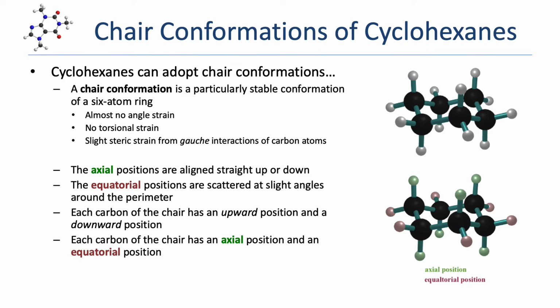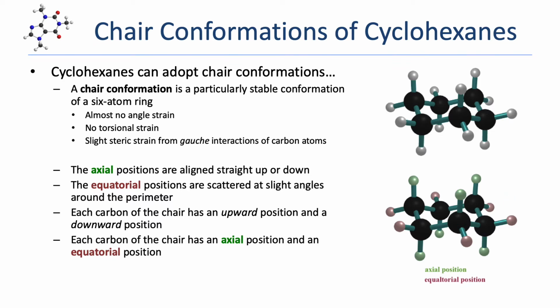The groups pointing straight up and down, we refer to those as axial positions. Here I have them in green. The ones sticking out of the ring at slight angles are referred to as equatorial groups or equatorial positions. Here I've got them colored in red.